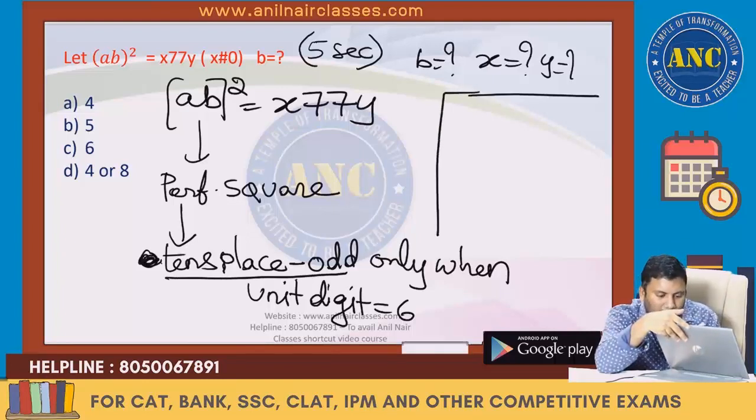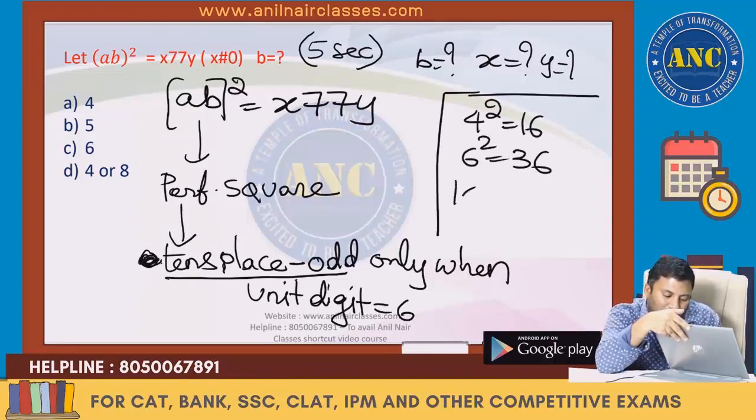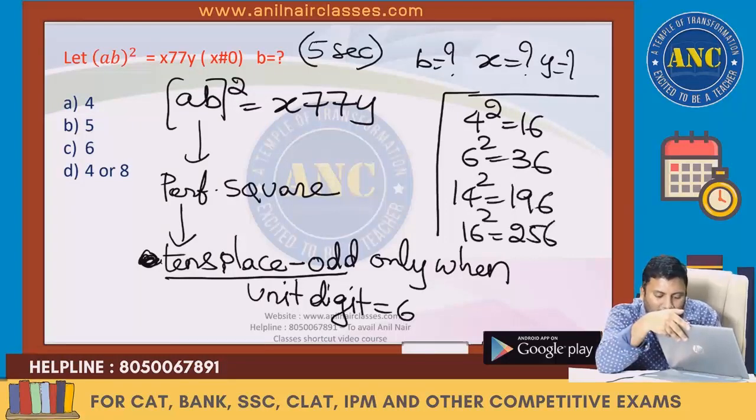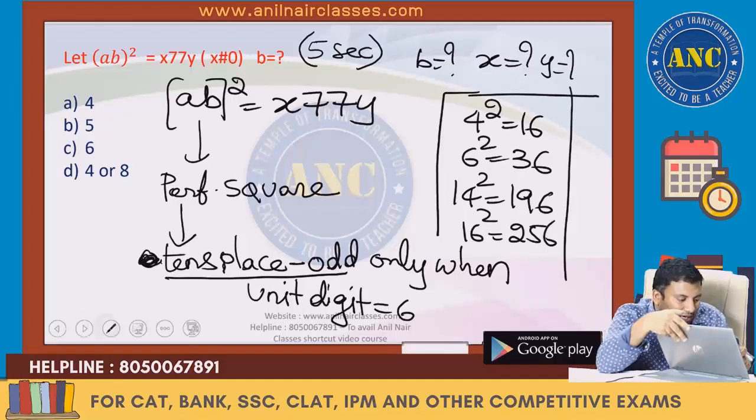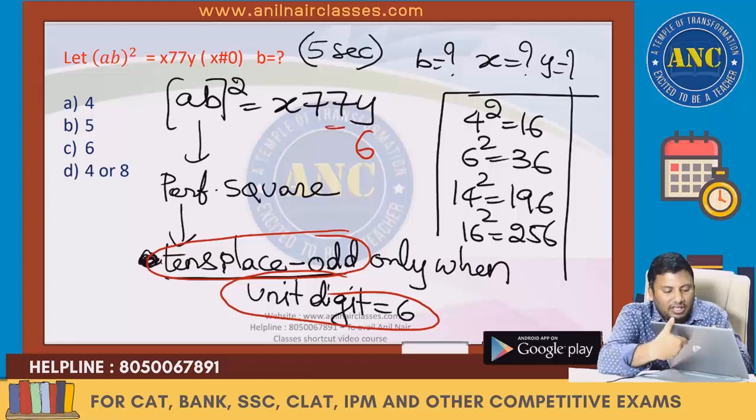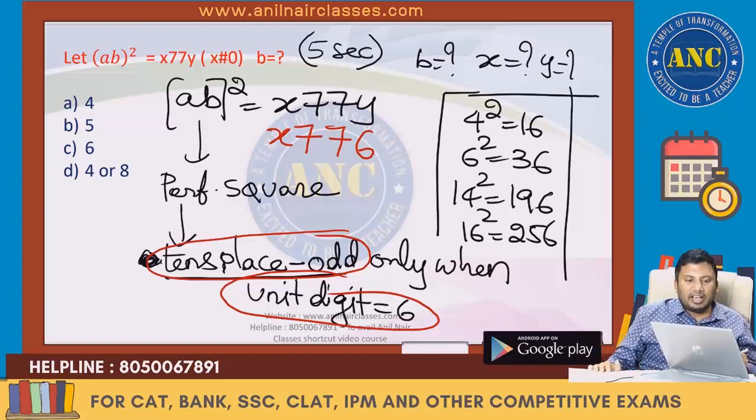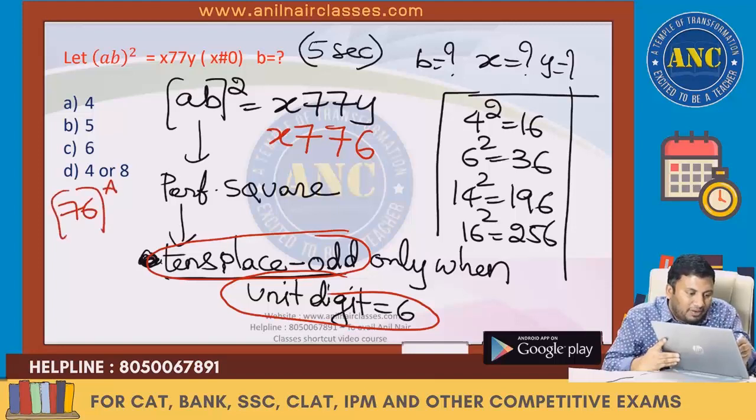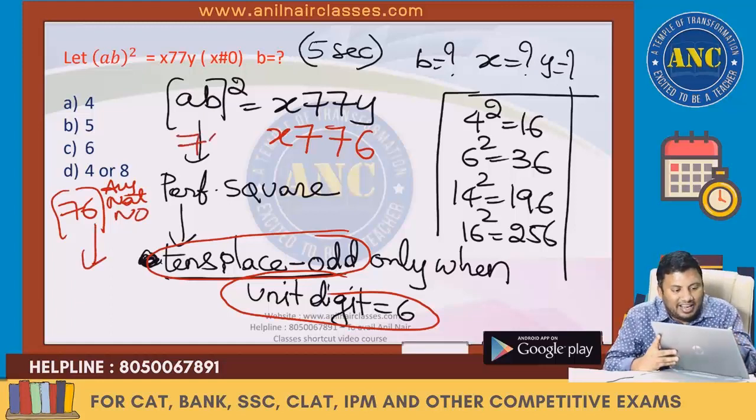Take this example: 4 square is 16, 6 square is 36, 14 square is 196, 16 square is 256. The only perfect squares where the tens place is odd are those where the unit digit is 6. This is fixed: 6. So this is 76, this is x7. I hope it is clear, right? Now, we already discussed that 76 power any natural number is 76. So this is directly 76.